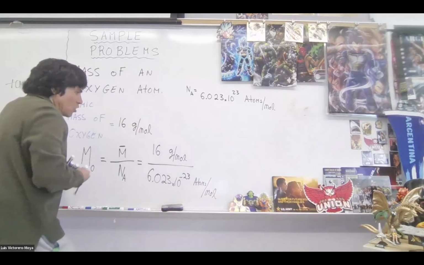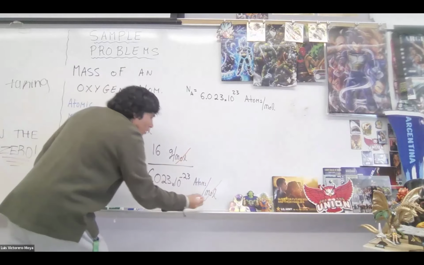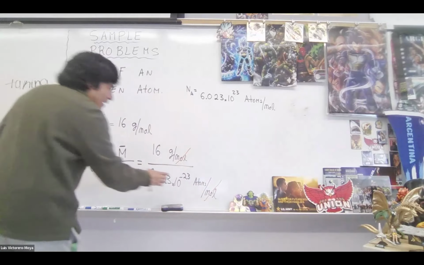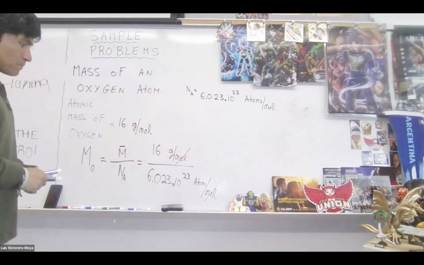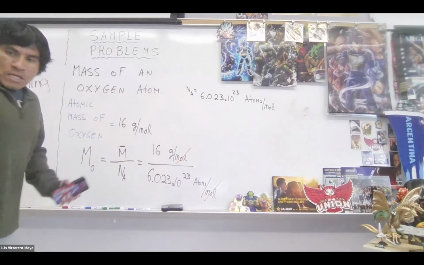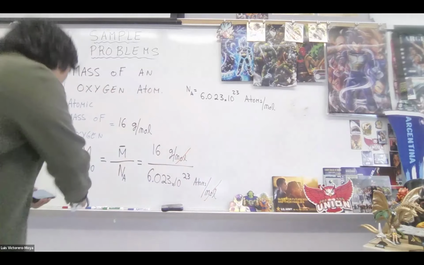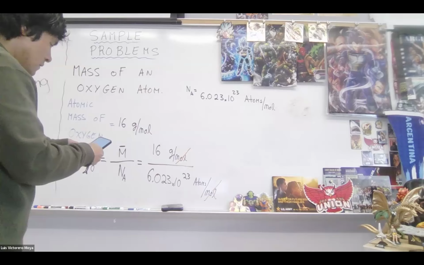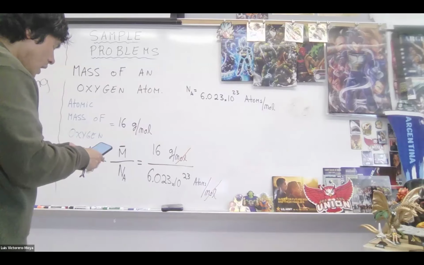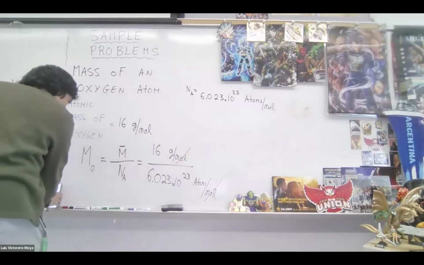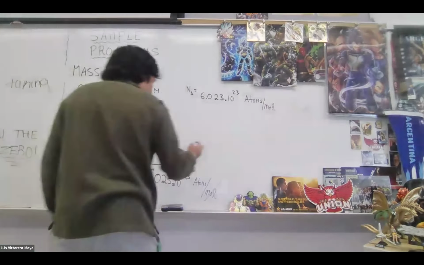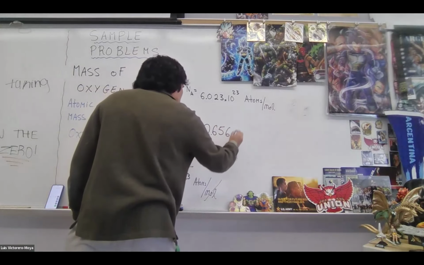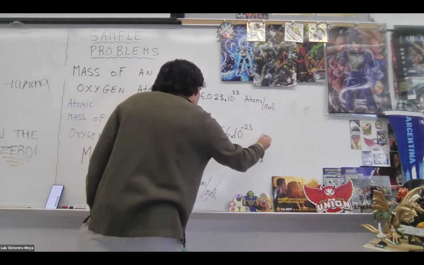I'm doing that so I can show you how the mole cancels and the number of atoms is just a number. So it's going to be quite small. And here you can see how, depending on the element, you start getting different masses. 16 over 6.023, I get 2.656. So 2.656 times 10 to the negative 23 grams.